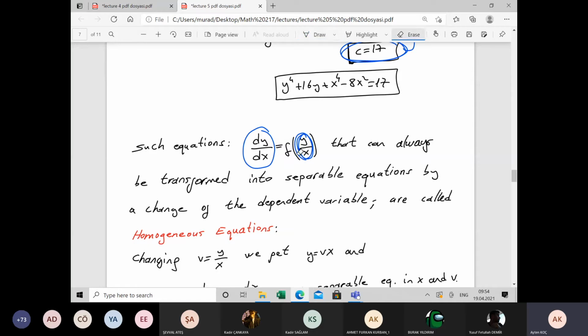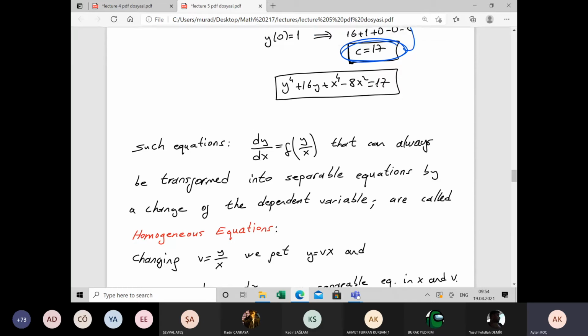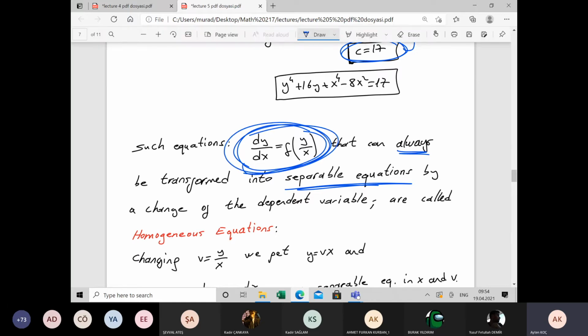If our equation is in this form, this equation transforms into a separable equation, always. We always get a separable equation from the original equation. We know how to solve the separable equation, and then we obtain the solution of the separable equation. Then let's come back to our differential equation, so we obtain the solution of the original differential equation.